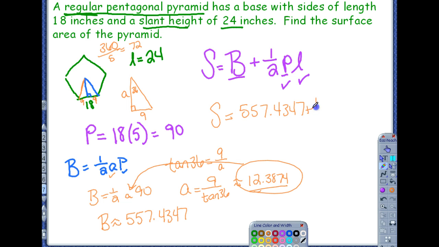The surface area is going to be that 557.4347 plus 1/2 times the perimeter, which we said was 90, times the slant height they gave us as 24. What do we get when we type all that into our calculator? Surface area approximately will equal 1,637.43. Love it. And inches squared. Yep, they gave us a label, so inches squared.